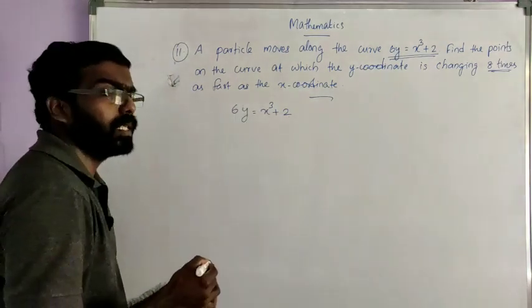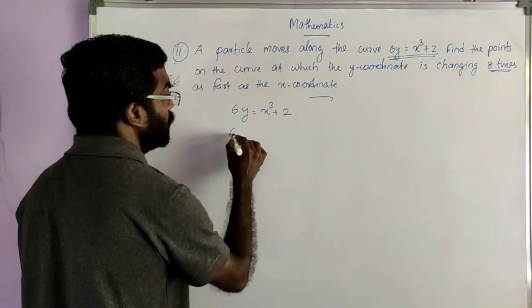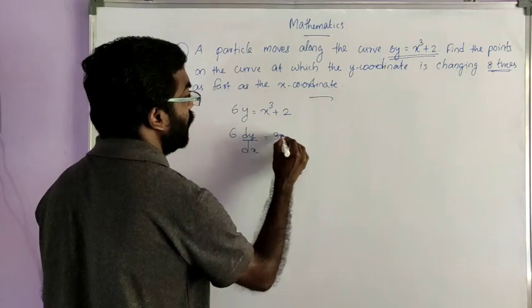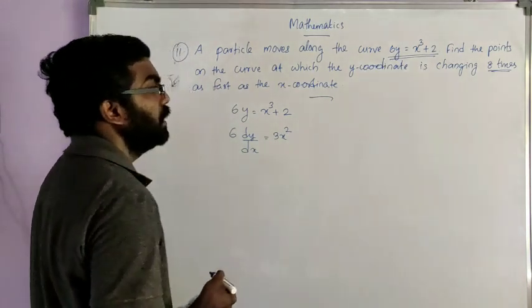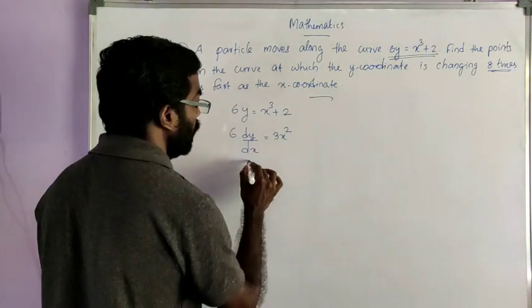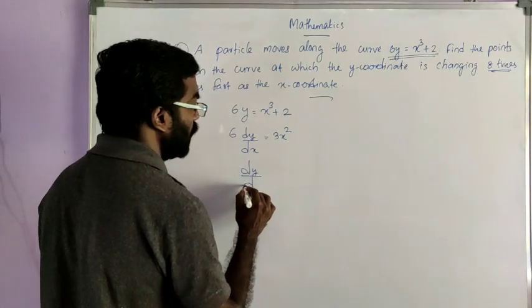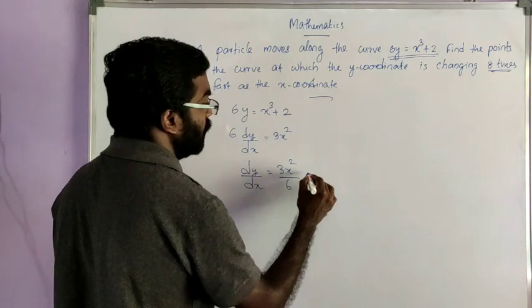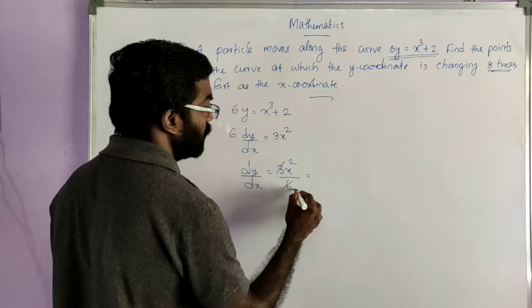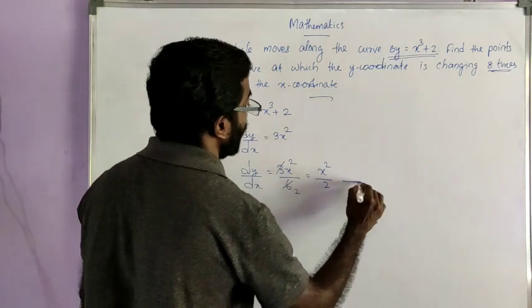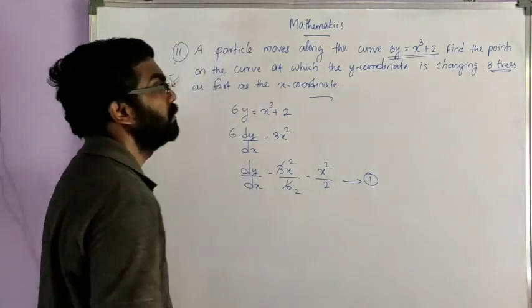From this we can find the derivative dy by dx. So 6 into dy by dx is equal to 3x square, and the derivative of the constant 2 is 0. So dy by dx is equal to 3x square by 6. We can cancel 3 and 6, we get 2, that is x square by 2. Take it as equation number 1.